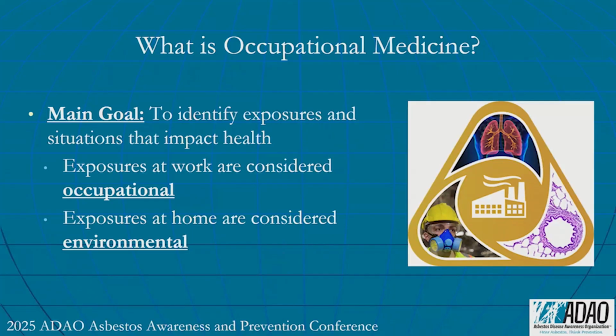I'm not going to talk about the way we can treat. What I am going to talk about is how do we get people to the treaters at the table here sooner. So what is occupational medicine? What is our goal? We want to identify exposures in situations that impact health. We define it by where the exposures happen. The exposures are the same. It's just the place that the exposures occur. So if it's at the workplace, it's occupational. If it's at the home, it's considered environmental, and environmental can mean inside or outside.